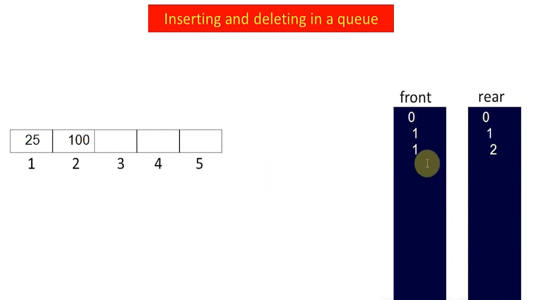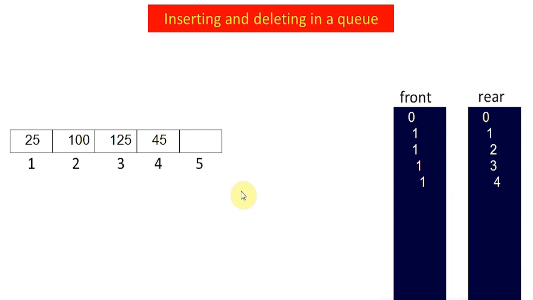Again I want to insert a new element. As per the rule of queues, I will have to increment the value of rear by 1. So it will become 3. After that I will insert the new element, whatever it is. Suppose it is 125. Let's insert another element, make the value of rear 4. So this is it. I have been inserting the elements.